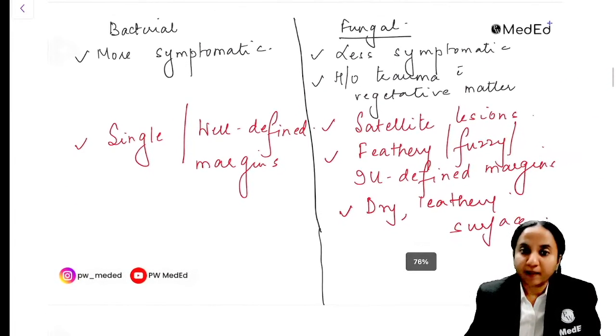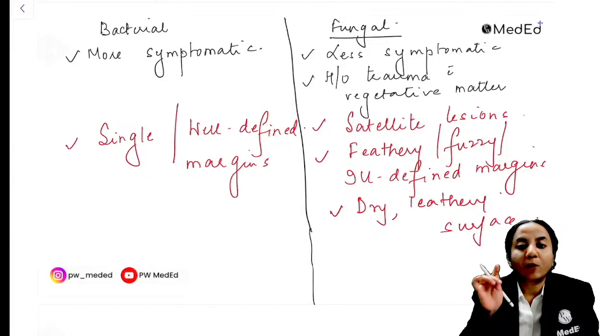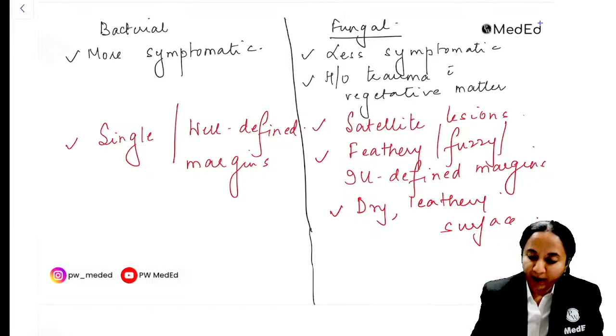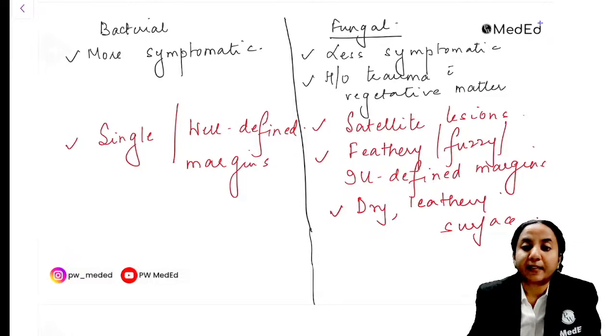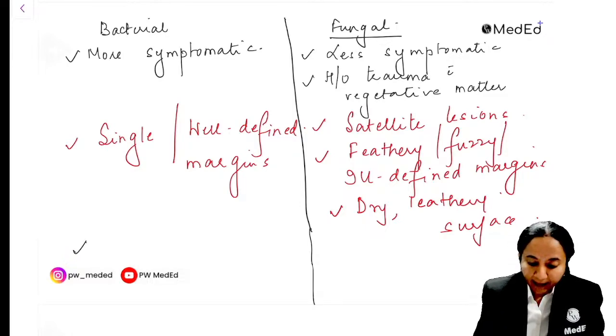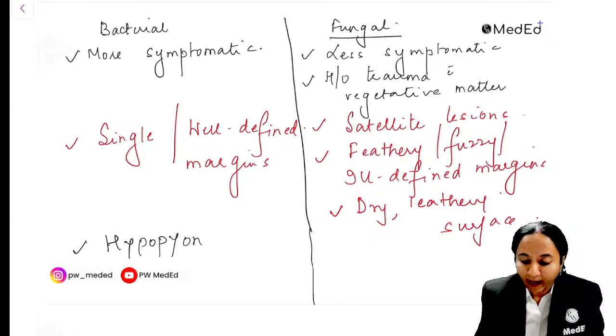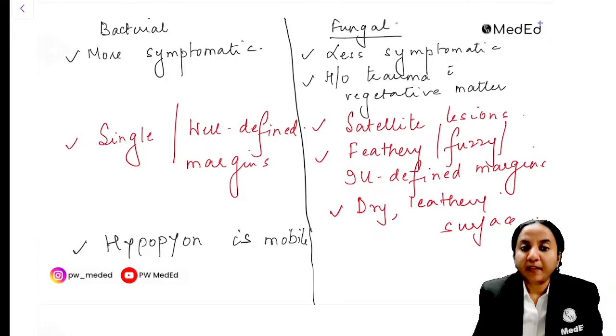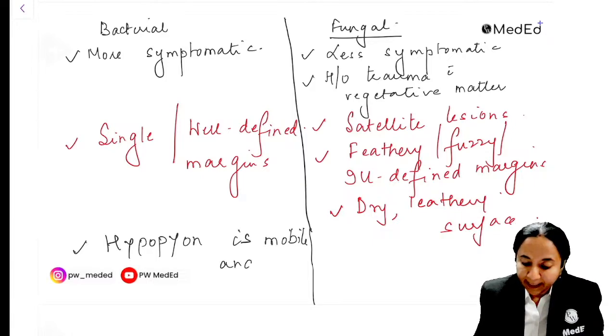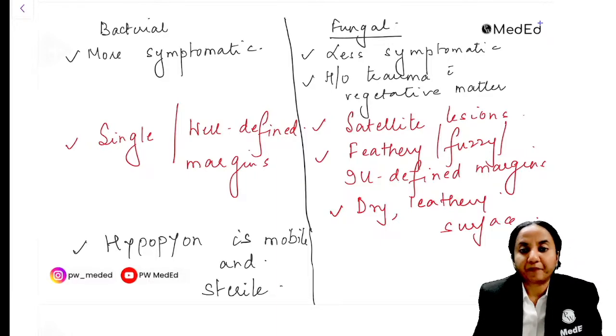And for the theory, we have studied these points. But one more point that you have to remember is related to the hypopyon, that is the pus in the anterior chamber. For bacterial ulcer, the hypopyon is described as mobile, meaning it is not very dense, so it will move with the position of the head. The hypopyon is mobile and sterile. Sterile means it contains pus cells but no bacteria.